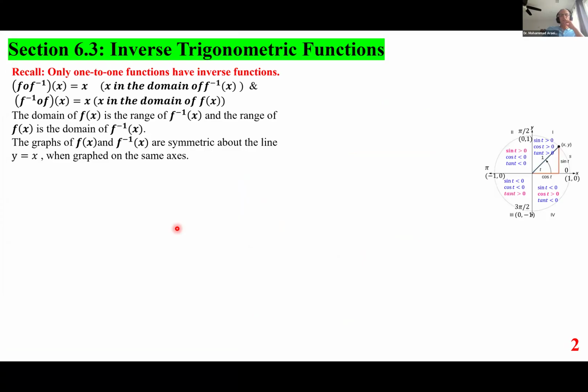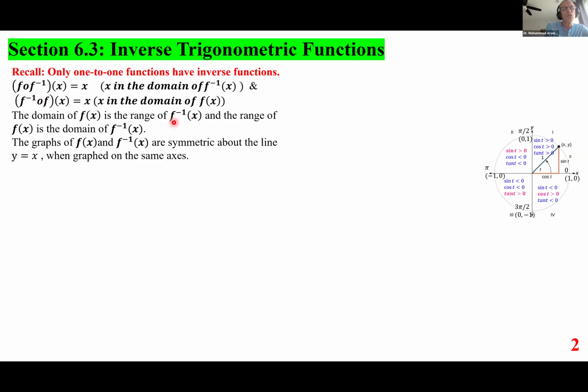All right, so inverse trigonometric functions. First, reminding you of a couple of things as far as the inverse functions are concerned. Recall, only one-to-one functions have inverse functions. In that case, f of f inverse of x equals x. x is in the domain of f inverse, the inner function. Okay? f inverse of f of x equals x. x is in the domain of f of x. Again, in this case, f of x is the inner function.